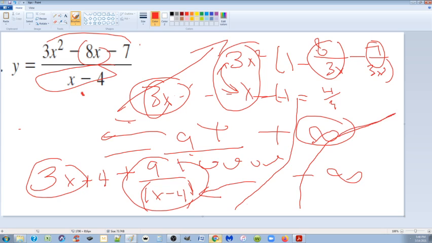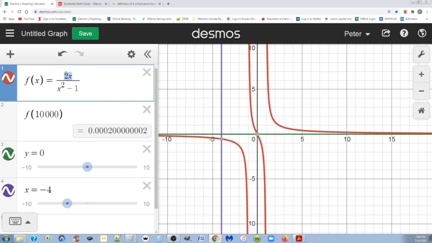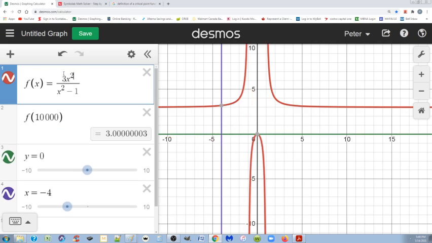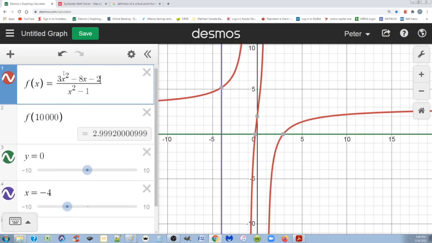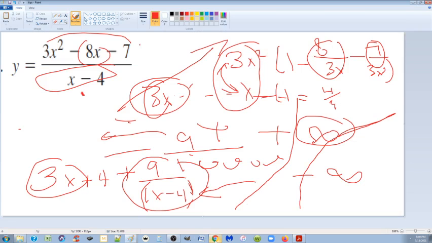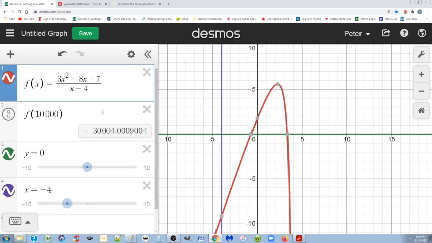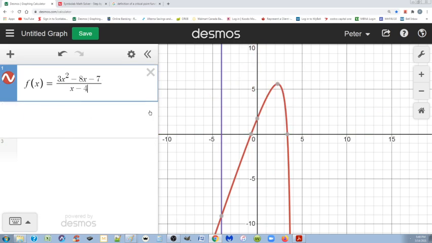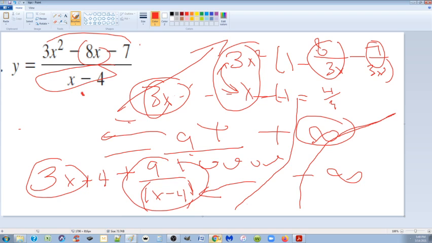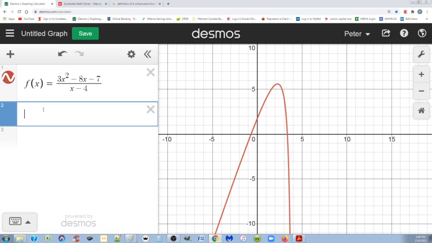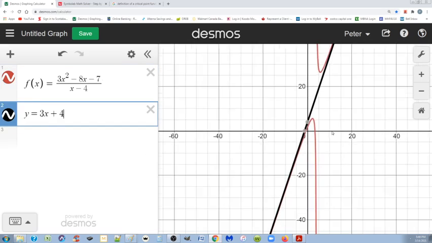Let's test it out. I can't remember if that's the exact one. No, it's minus 7, and the bottom, x minus 4. And according to me, my oblique asymptote is now, ooh, look at that, I got something totally wrong. Oh, no, I didn't. So it just went down the wrong way. So then, according to me, my line formula is 3x plus 4. And if I zoom out, there it is.